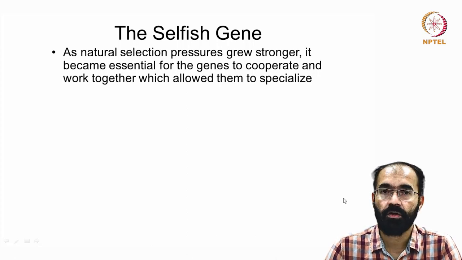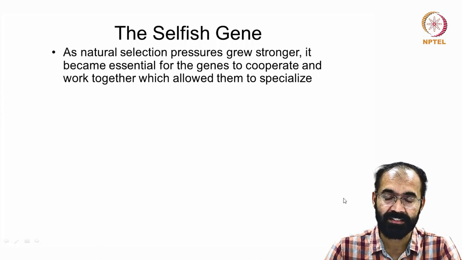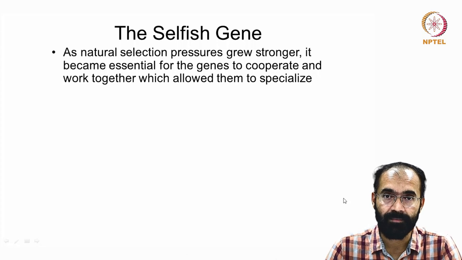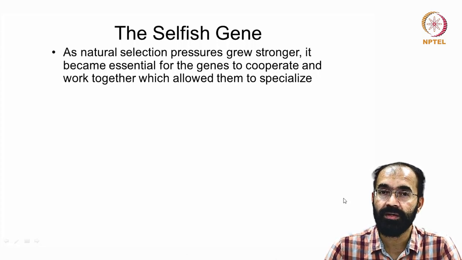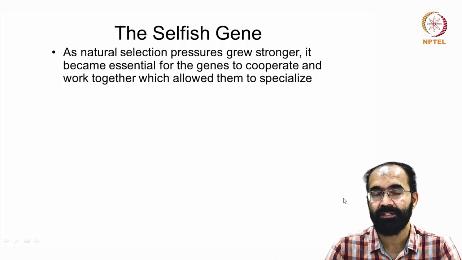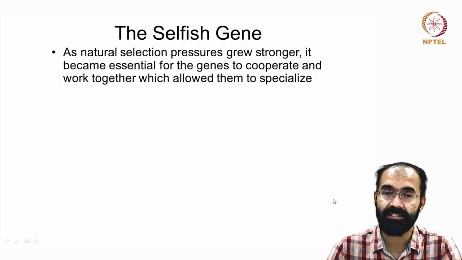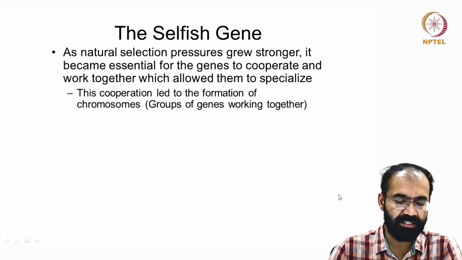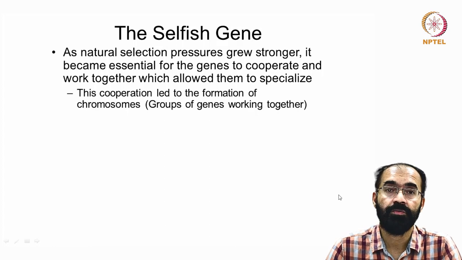So we should also understand, if one gene is doing 3 functions or 10 functions, then it does not have the scope of evolving. But if one gene is doing only one function, then it can always explore doing that function a little bit better, or it can adapt a novel character. So this is also something which you should be keeping in mind. That's how genes specialize. So this cooperation led to the formation of chromosomes.